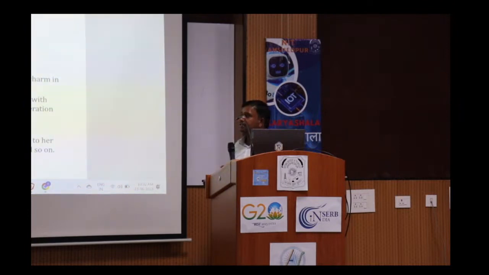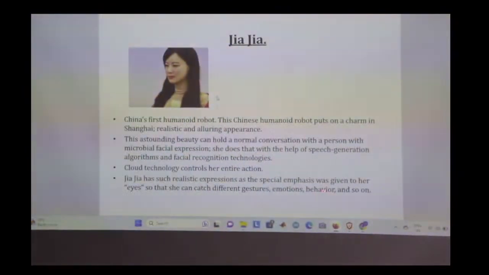Then Zia has such realistic expression because specific expression was given to her eyes. Okay, so this is the important thing that when the Chinese designed this robot, they put much stress on the eye so that she can catch different gestures. Okay. Of course, when I'm making the eye, it must have some good cameras and some other things. We'll talk about that. Different gestures, emotions, behaviors, and so on.